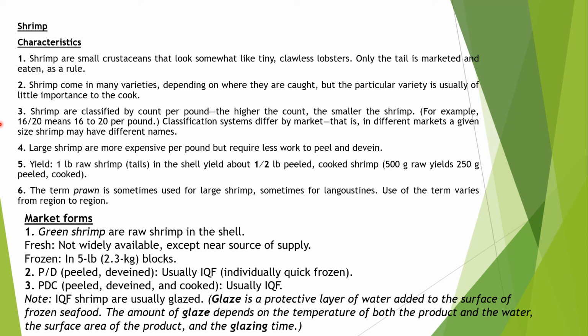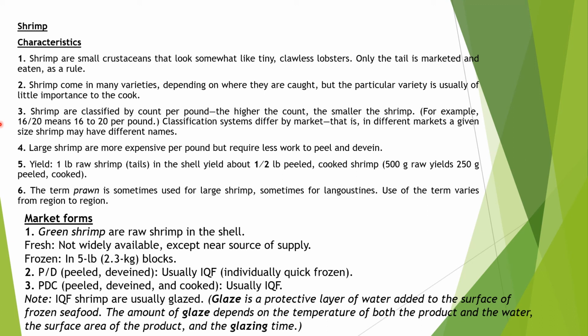Now the market forms. Green shrimp are raw shrimp in the shell. So when they say green shrimp, don't think you're going to get green shrimp. Green shrimp is just a term that refers to shrimp in the shell. Fresh is not widely available except near sources of supply. Frozen comes in 5-pound blocks. You can see over here.